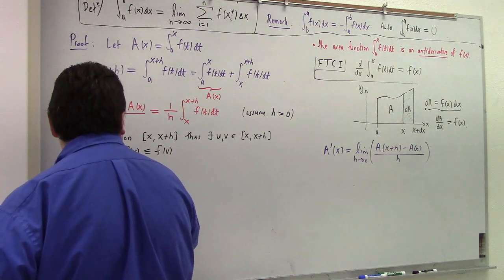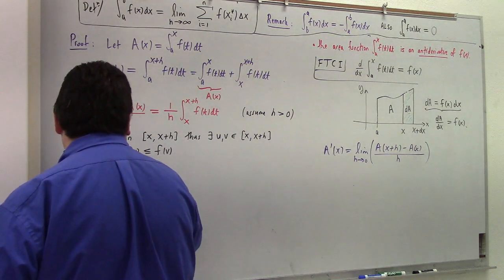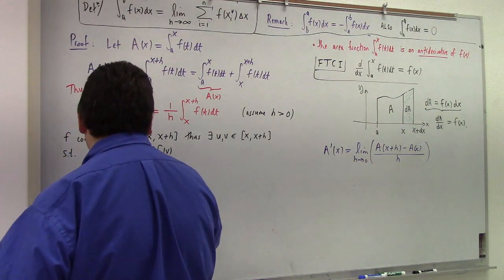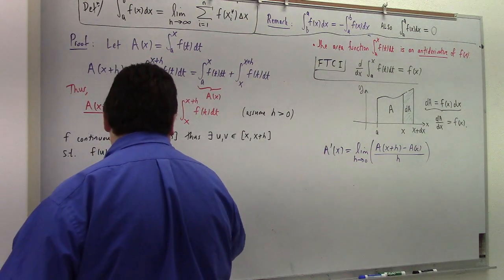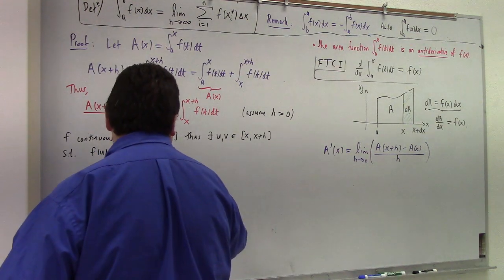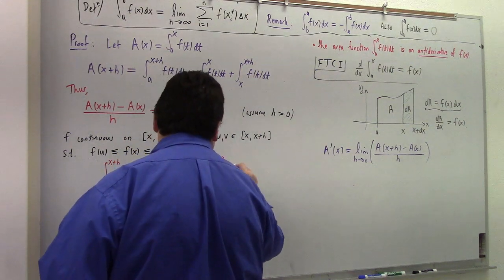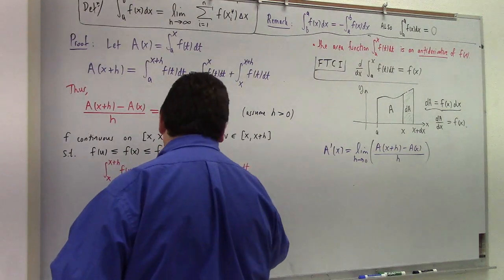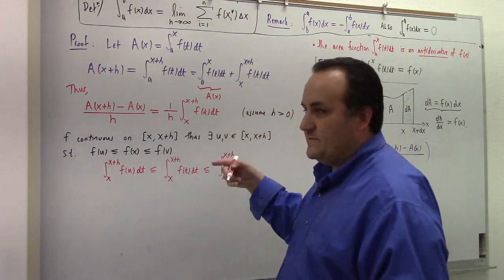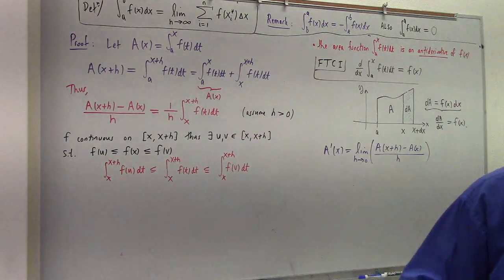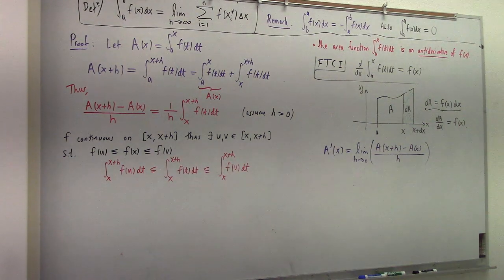The integral from x to x plus h of f of u dt is less than or equal to the integral from x to x plus h of f of t dt, which is less than or equal to the integral of f of v. Now, how do I know this v and this u exist? That's the extreme value theorem, right? There's a minimum and a maximum. That's the thing that underlies the closed interval test for us. A continuous function has to attain a maximum and a minimum on a closed interval.